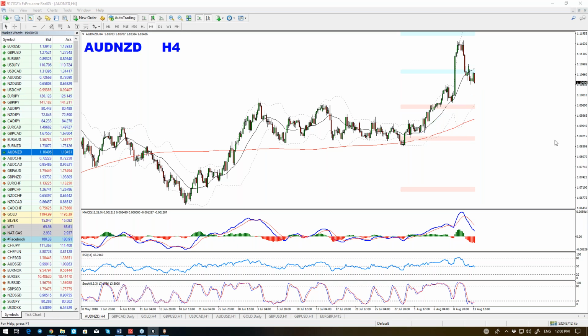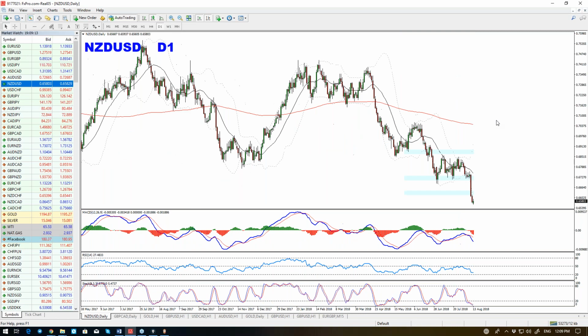As for now, from my point of view, Aussie Kiwi for the short term is sell rallies. Okay, so that's for the Aussies. The next one on the list is the New Zealand dollar.